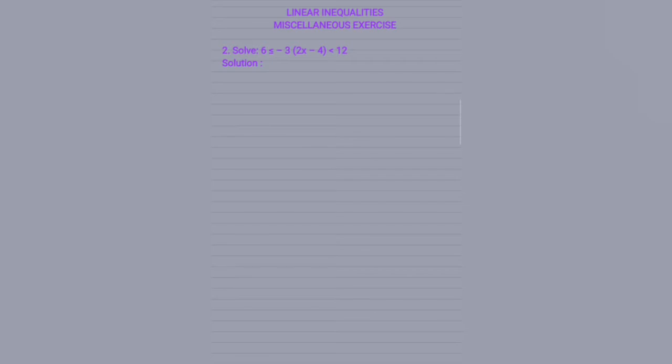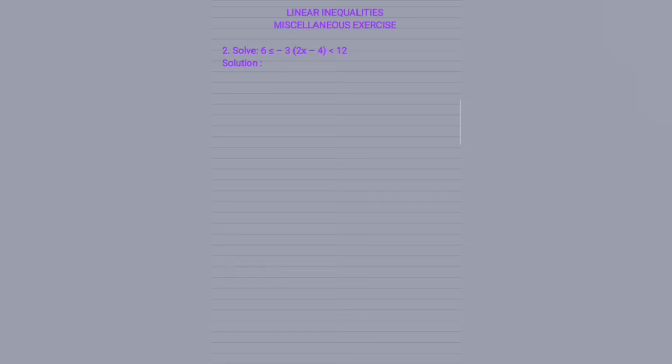Now this is the last part of linear inequalities. This is the miscellaneous exercise, with some different types of questions on inequalities. I'm taking the second question. Solve 6 less than or equal to minus 3 into 2x minus 4 less than 12.